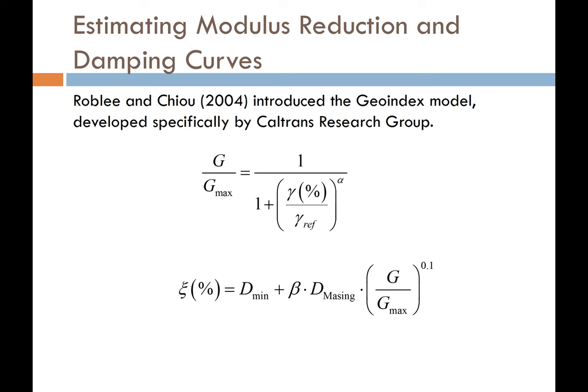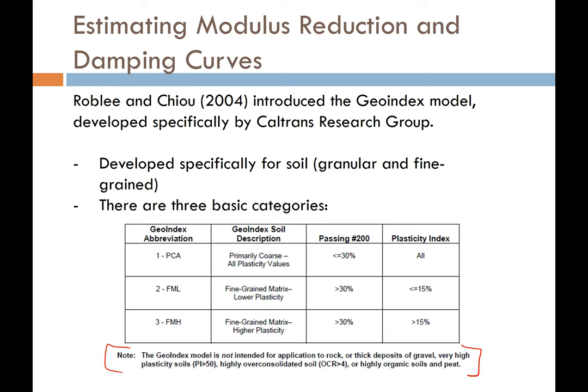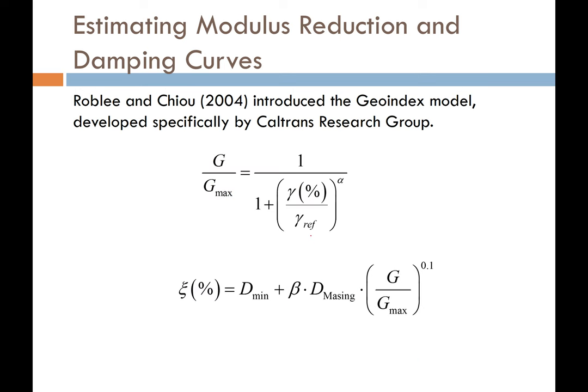Here's how the GeoIndex model works. The G over G max, or modulus reduction curve, is given by this equation right here, where we have a reference strain and a coefficient that are given to us based on our category, whether it's PCA, FML, or FMH, categories 1, 2, or 3. This is the strain value that goes into our modulus reduction curve, and this is the corresponding G over G max.